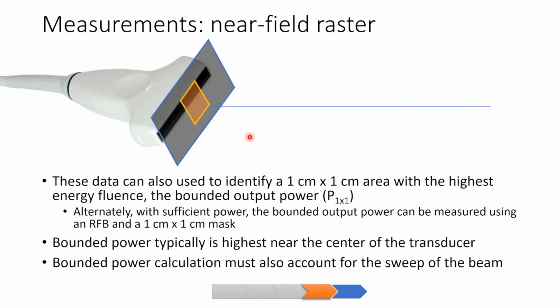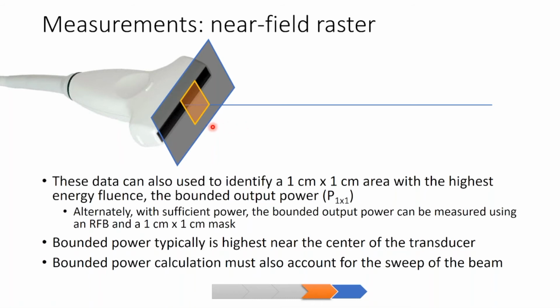But for this, you also need to account for the fact that the beam is swept through this. So again, we perform some calculations to establish, during normal clinical operation, the 1 centimeter by 1 centimeter area that has the highest energy output. And that then plays into how those TI models are applied. As a point of note, a radiation force balance can also be used for this measurement.